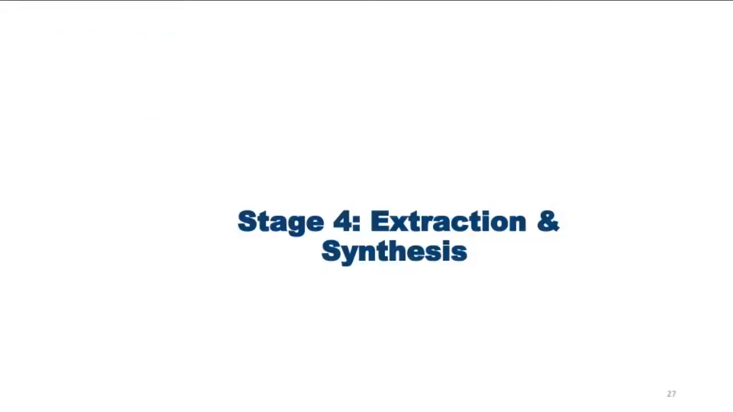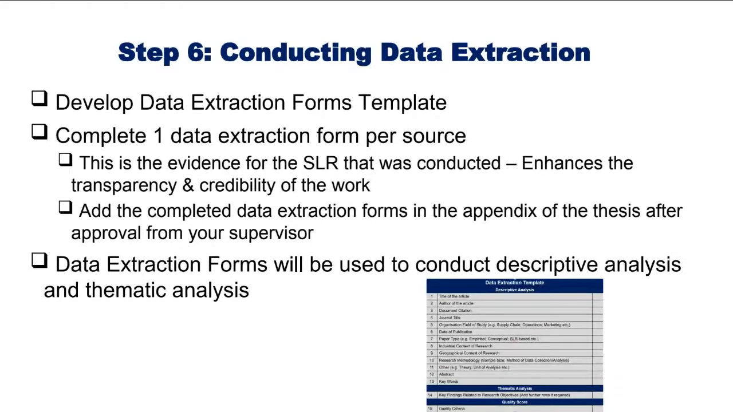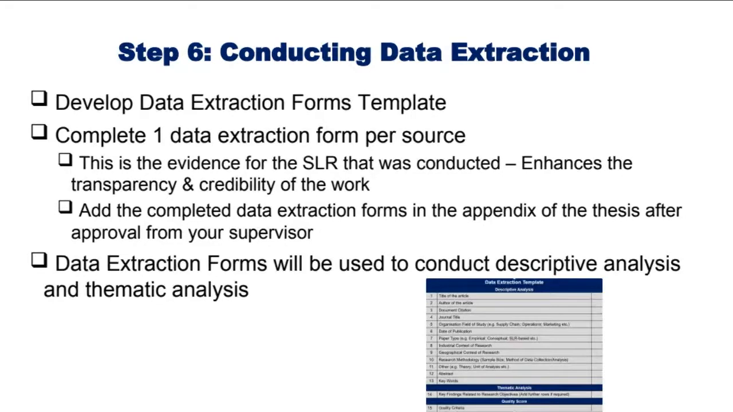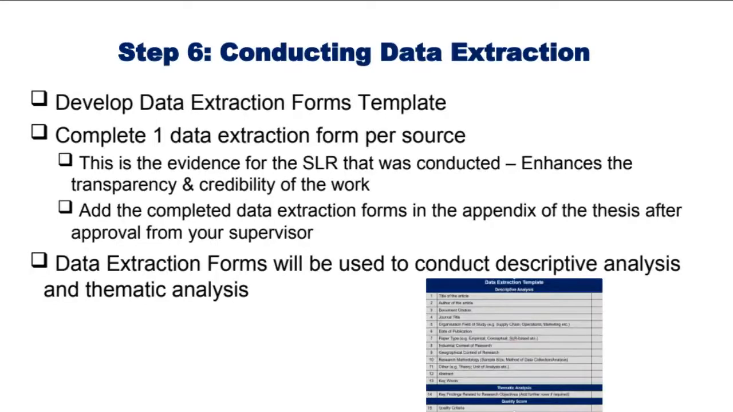In the extraction stage, you have to use a data extraction form to take the information from those 60 articles that you have read. That means you have to have a data extraction form, which is like a template. Remember, a data extraction form is like a template that you will populate from the information you are getting from the journal articles. For every source that you are using, you must have one data extraction form. That's why when I showed you that MSc thesis, it had 80 data extraction forms, which means that it reviewed 80 sources.